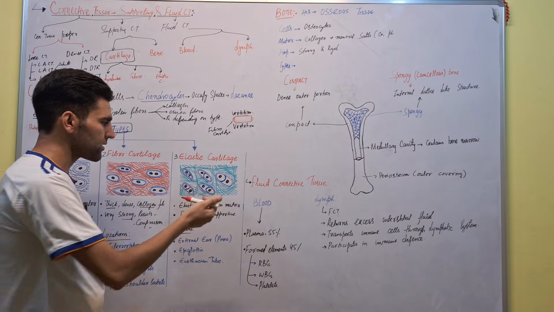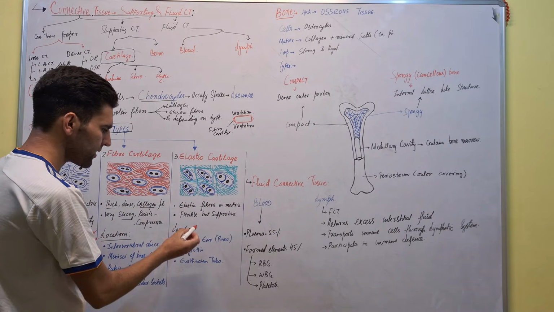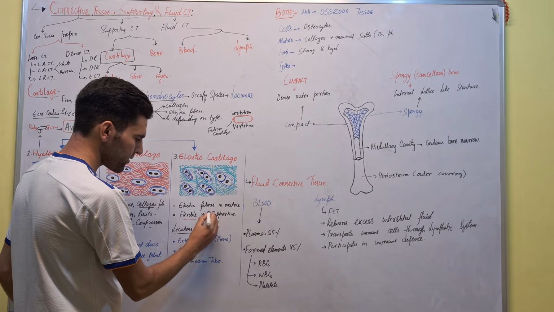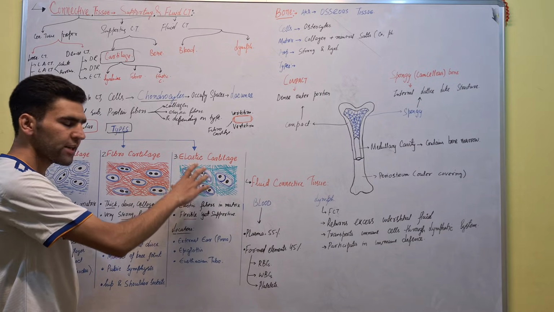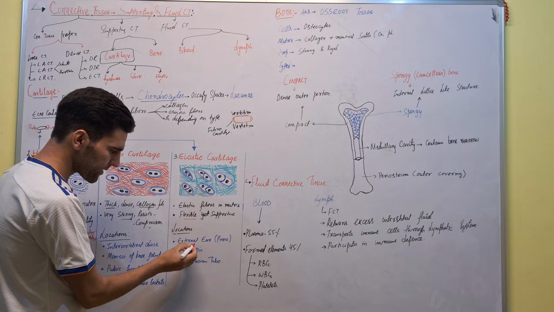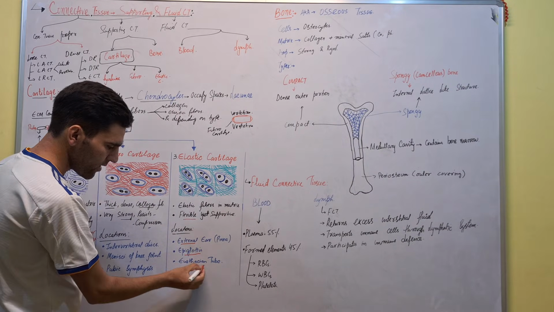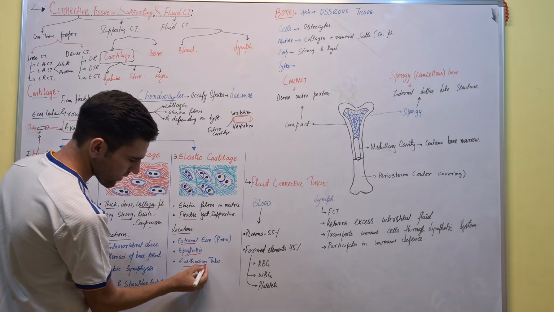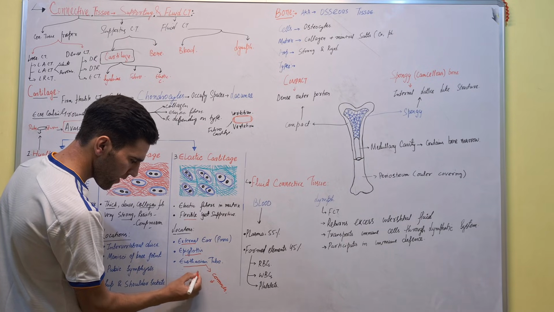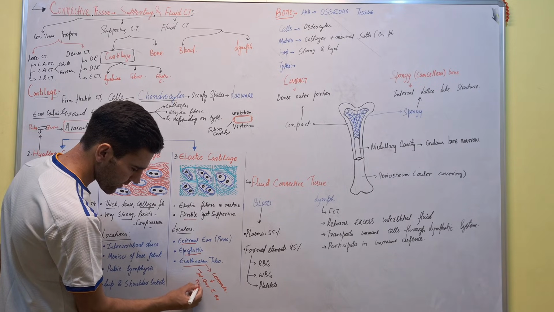Then we have the third type, that is elastic cartilage. As the name indicates, they have more elastic fibers in the matrix. It makes them flexible, yet supportive. They are flexible in nature, they contain elastic fibers, but they are also supportive. Where are they present? First, they are present in the external ear, that is in the pinna. Then they are present in the epiglottis, as well as in the eustachian tube. What is the eustachian tube? It connects the internal ear with the nasopharynx.